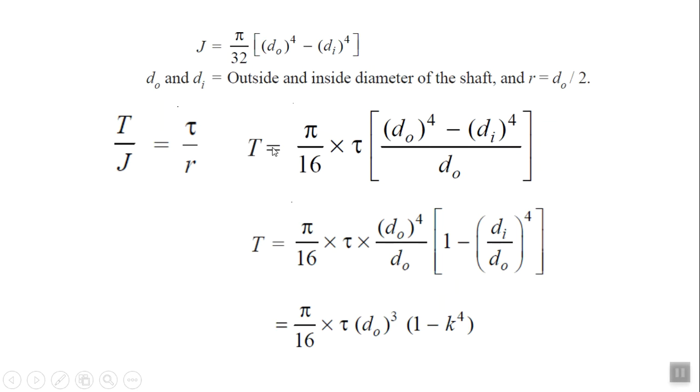However, you can remember the initial equation, T by J is equal to tau by R. Only the J value will change. Again, the calculation of J is also very well known to you all. Fine.